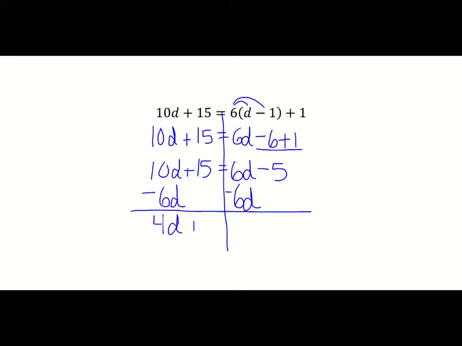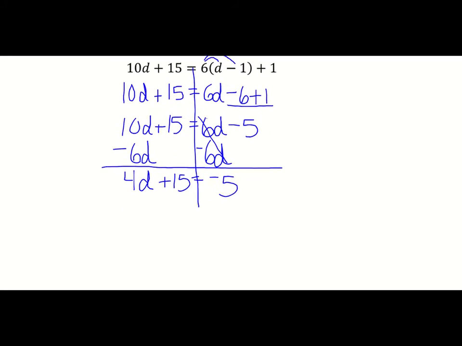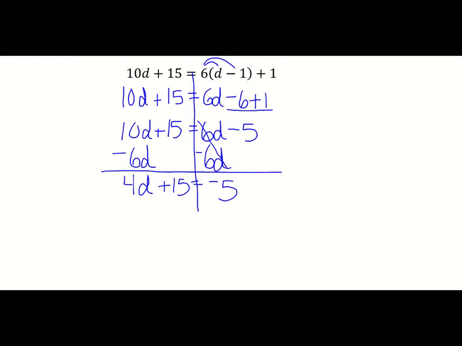Drop down plus 15. And that's going to equal on the right just negative 5. And then it's a two-step equation. So with this two-step equation, we're going to want to get 4d by itself. So we're going to subtract 15 on both sides. So we'd have 4d equals negative 20.